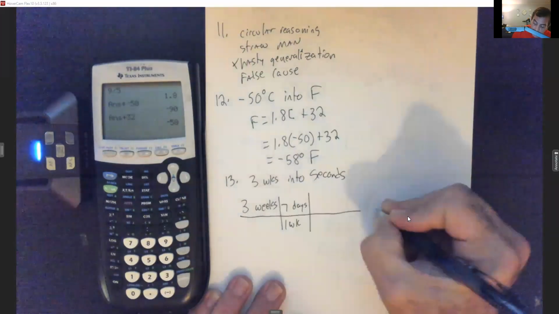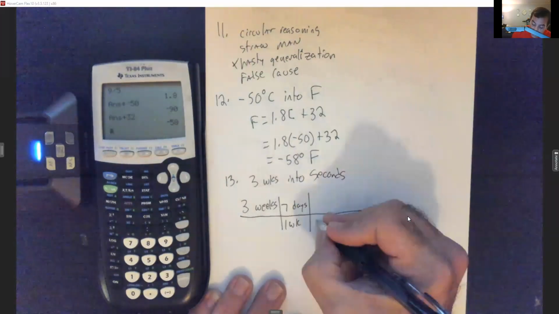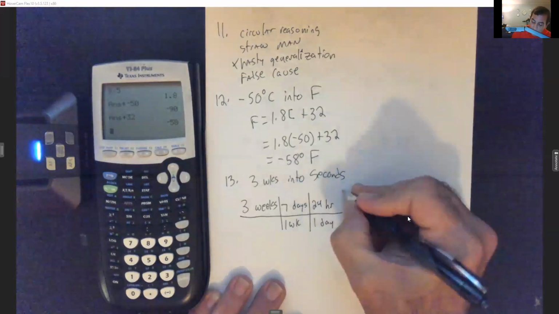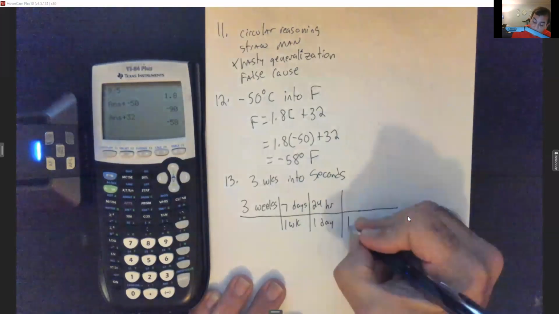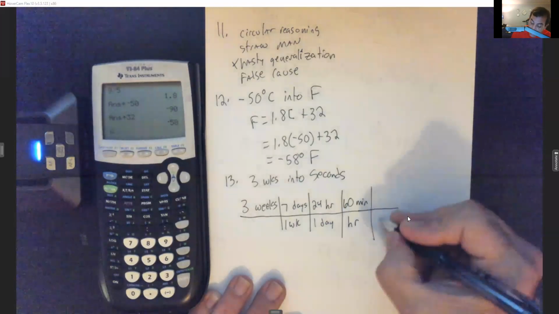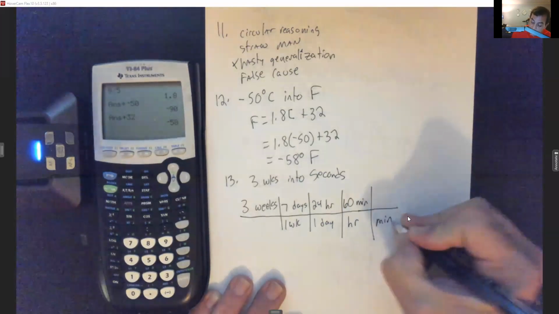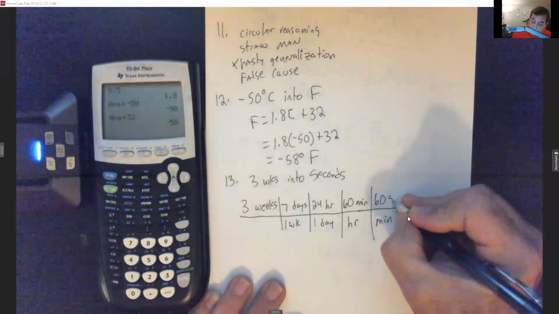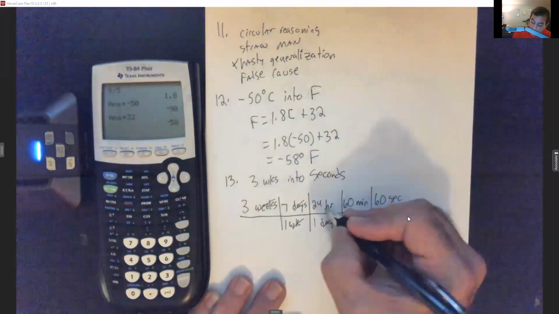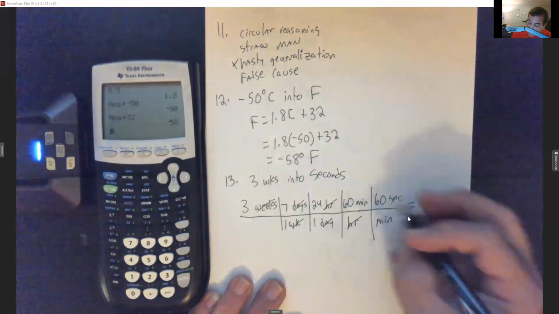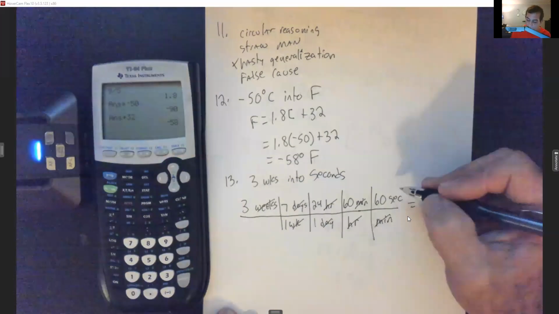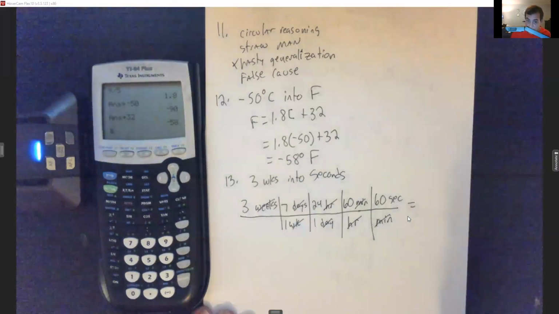Right? We're just going to keep going down. For every 1 day, there is 24 hours. For every hour, there are 60 minutes. All right, so one more to go. For every minute, there are 60 seconds. So look, my weeks cancel, my days cancel, my hours cancel, my minutes cancel, and I'm going to be left with seconds. So look, everything's on top. It's got to be multiplied.